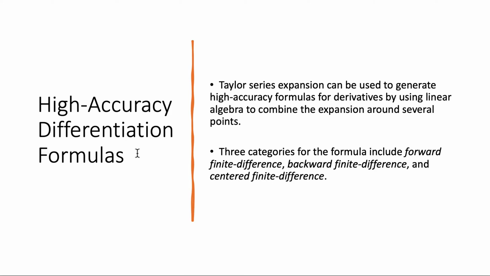There are three main categories that we'll look at, and again the derivation of this will come in a separate video. But the three main categories for the formulas are what we call forward finite difference formulas, backward finite difference formulas, and centered finite difference formulas. So let's look to see what these formulas mean.